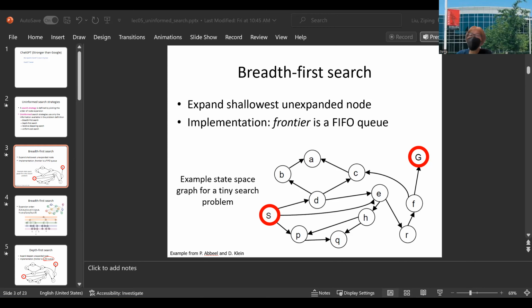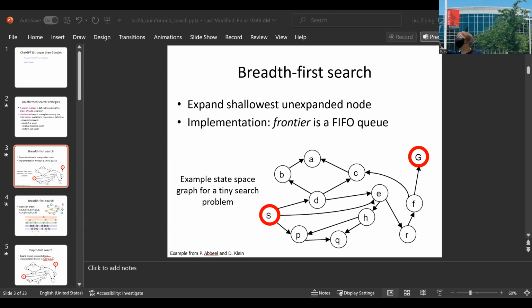So we can take a look at this example again. At the beginning, in your stack, you only have S. Then you get S out and add its neighbors in. Suppose you first add P, then E, then D. D is the last node you add, but you will get it out first. So I'm going to expand D first.